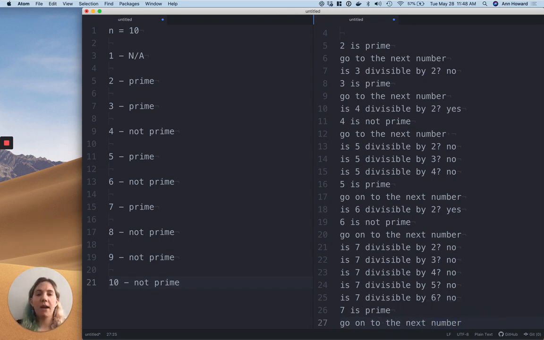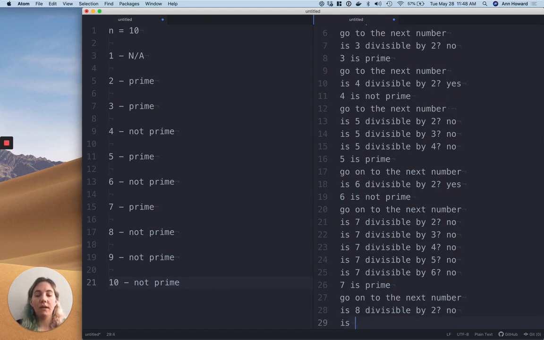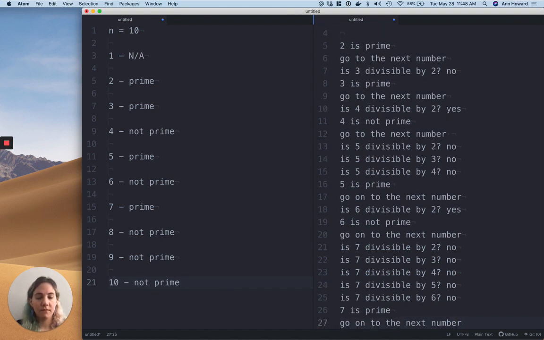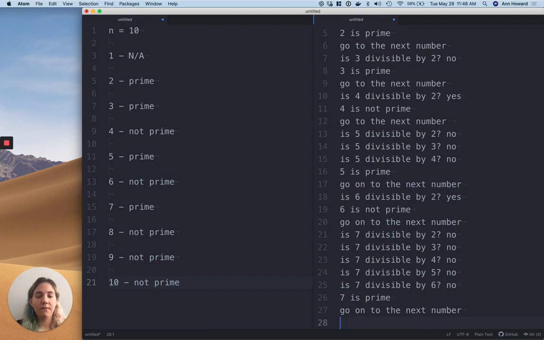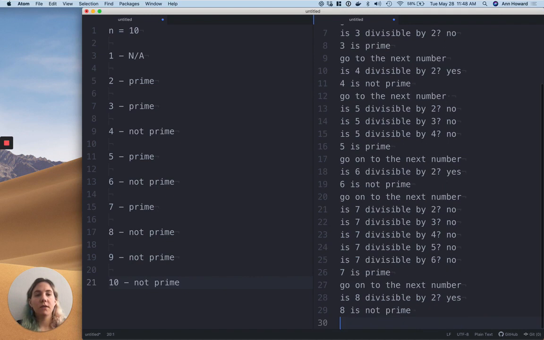So you can see these patterns, right? Let's say, all right, go on to the next number. Let's move on to 8. Is 8 divisible by 2? Yes, it is. 8 is not prime. So this is how we're determining. This is how we're making those determinations.